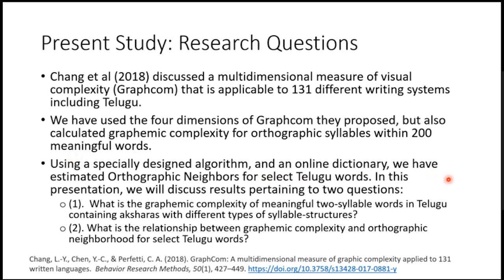Next. But then we went on to calculate grapheme complexity for orthographic syllables which appear in 200 meaningful words. And we designed an algorithm to calculate orthographic neighbors for select Telugu words. So in this presentation, because of time limitations, we will present results in relation to grapheme complexity of meaningful two-syllable words, and how that is related to the number of orthographic neighbors.